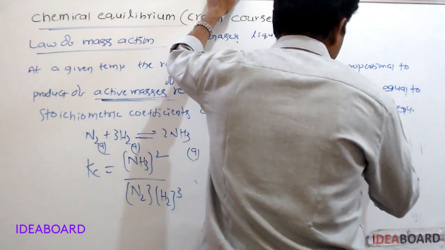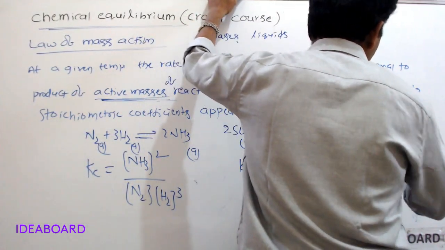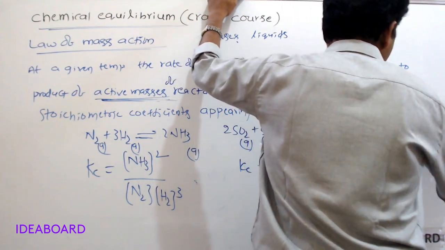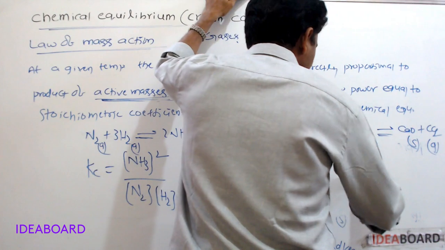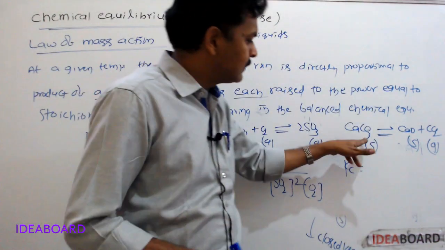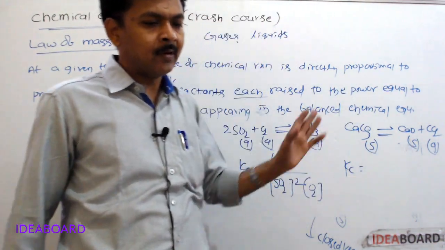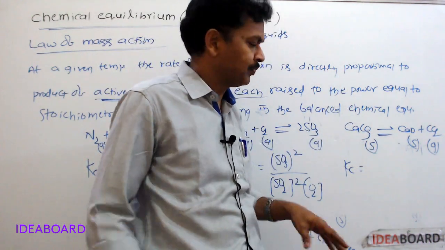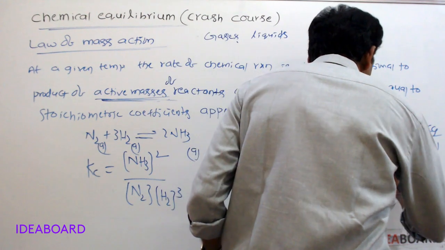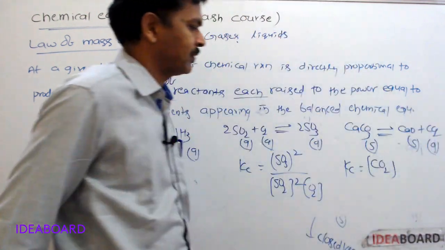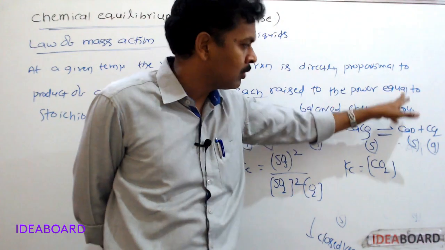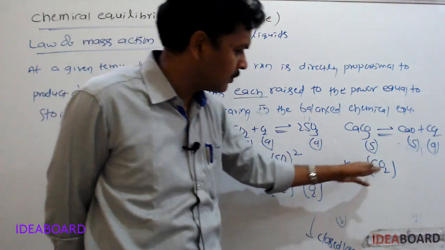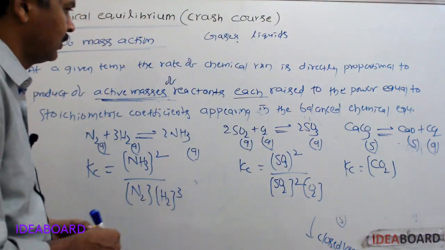If we take this reaction, CaCO3 gives rise to CaO plus CO2. Kc is equal to, these two are solids. For solids, active mass is taken as unity. Then we should write just CO2 concentration only. We should not write CaO concentration into CO2 concentration by CaCO3 concentration. Kc is equal to CO2 concentration.